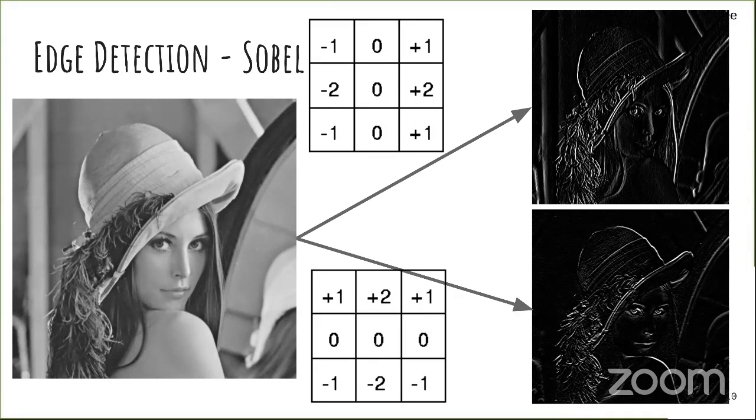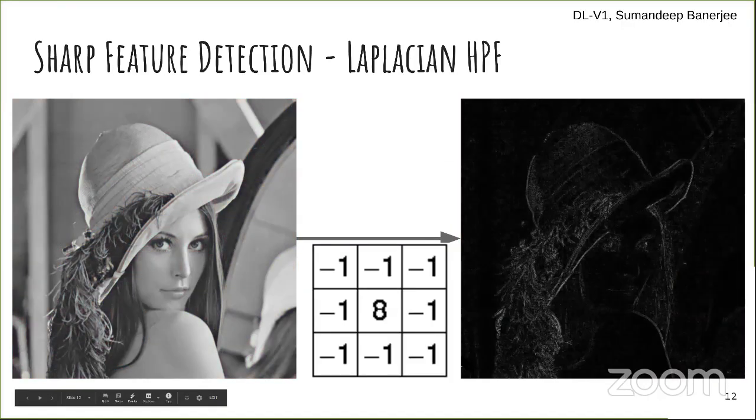Next slide. Laplacian HPF. So, can I say if the mid value, which is 8 here, if I increase that, I would get more brightness where the features are distinct? Can we say something like that?